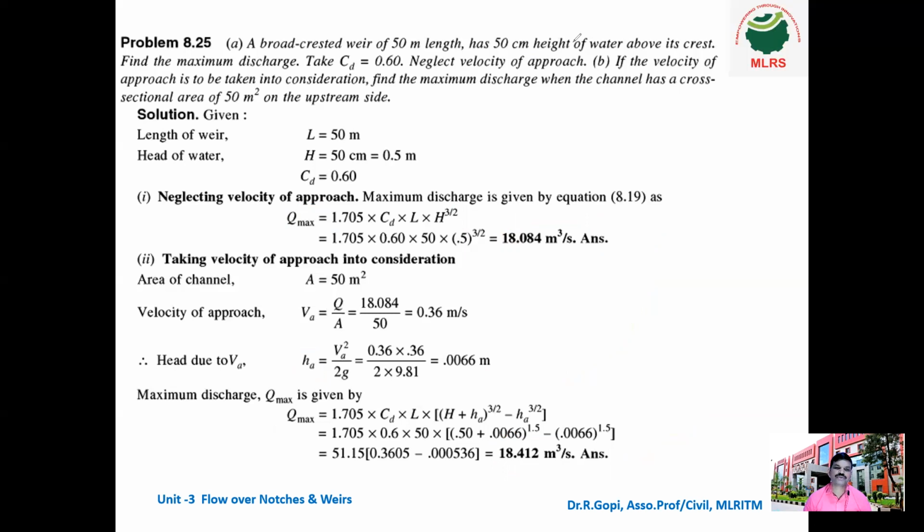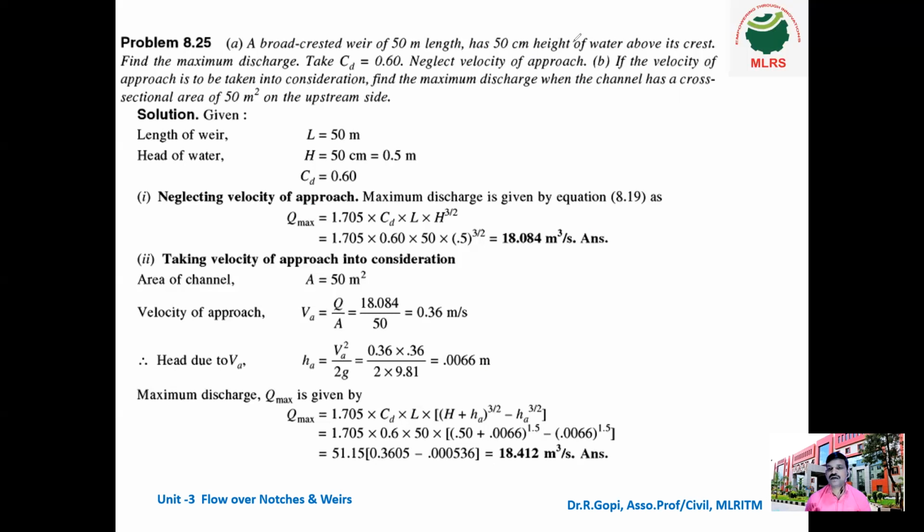Okay students, so up to this, unit 3 is over. In the second part of unit 3, we saw notches and weirs: rectangular, triangular, trapezoidal, Cippoletti, and broad-crested weir. So this type of notches and weirs we saw. Unit 3 is a very simple unit. You can score full marks in unit 3, so don't forget to attend unit 3 problems and the theory questions. It is very simple.